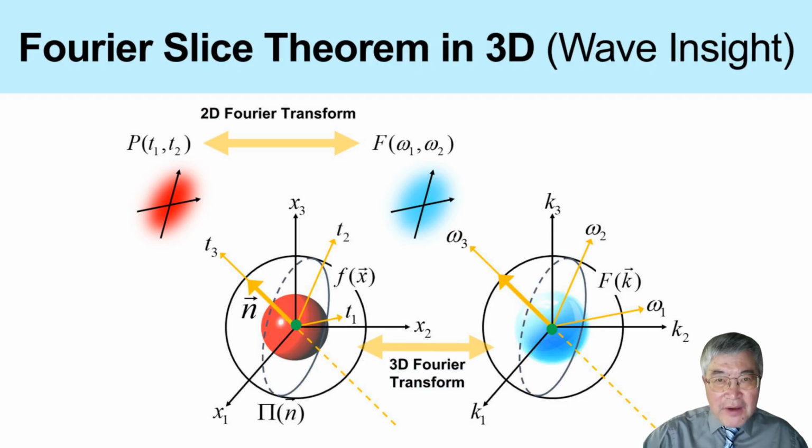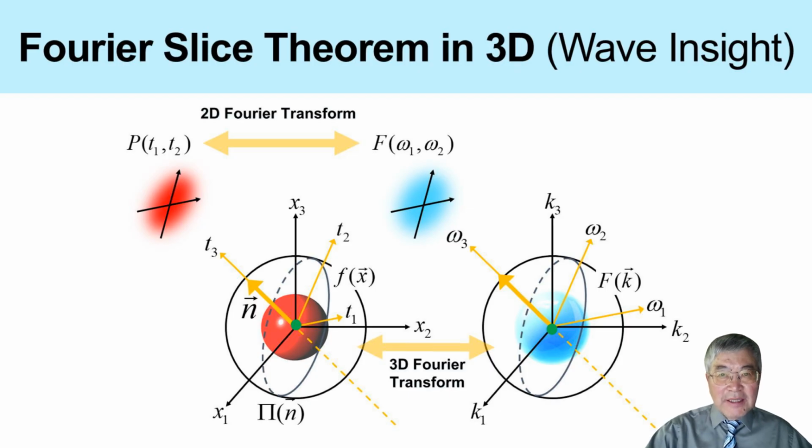Now, do we have a Fourier slice theorem in three dimensions? Yes, we do. Based on the same heuristic reasoning we use for the two-dimensional Fourier slice theorem, we can immediately understand the three-dimensional version. Consider a three-dimensional object shown here in red. Suppose we take a two-dimensional parallel beam projection of this object along the thick orange direction. This projection is a two-dimensional image on a detector plane.